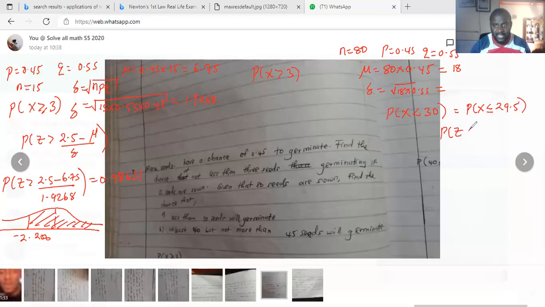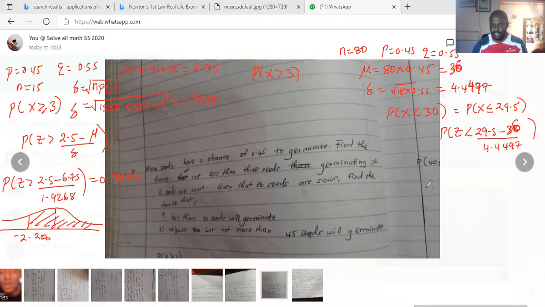So probability of Z is less than 29.5 minus 18 divided by, no, is this 18 or 36? This is 36. Yeah. You know, when the deviation is very big, just know you're going to get a value beyond 3. So you check your answer very fast. Then this standard deviation is what? 4.4497. Someone standardize this, give us the value. It's a negative.